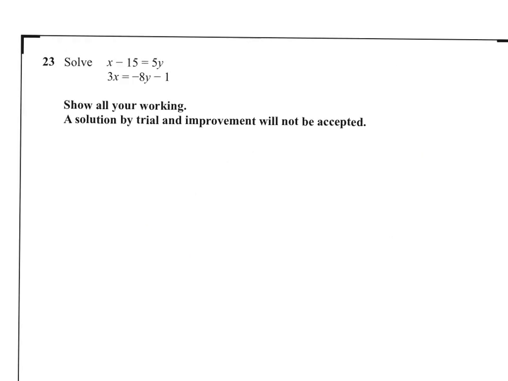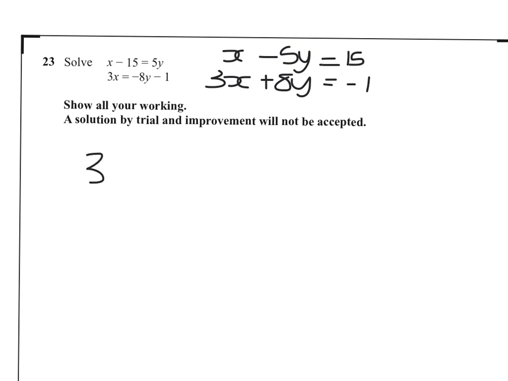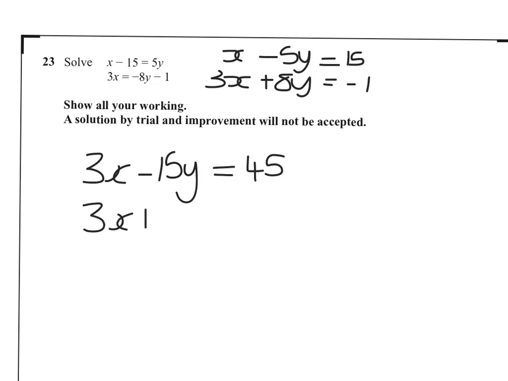To help me out in solving these simultaneously, I'm going to take the second equation and rewrite it as 3x plus 8y equals minus 1. So I'm just changing the subject slightly, and the first one is x minus 5y equals 15. If I multiply the first equation by 3, I have 3x minus 15y equals 45. Remembering to multiply everything by 3. And I have 3x plus 8y equals minus 1.